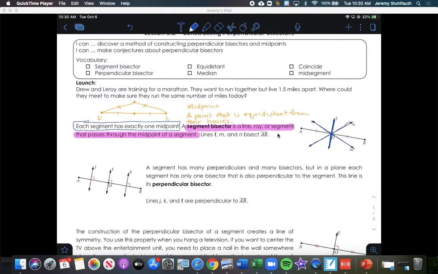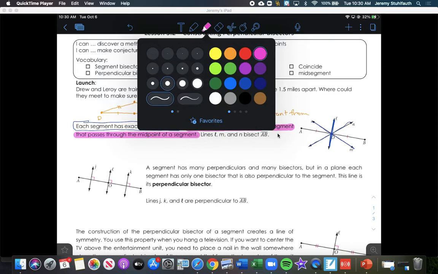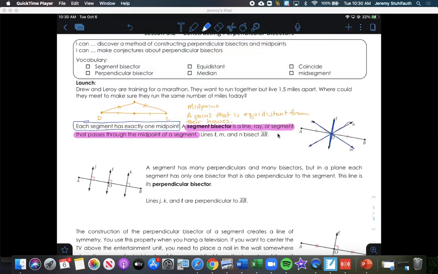But then if you come down to the next example, the next vocabulary word, we have a perpendicular bisector. Now, some things that you want to know about perpendicular bisectors. A line segment is going to have many perpendicular lines. So a segment has many perpendicular lines that cross through it. But in a plane, each segment has one bisector that is also perpendicular to the segment.